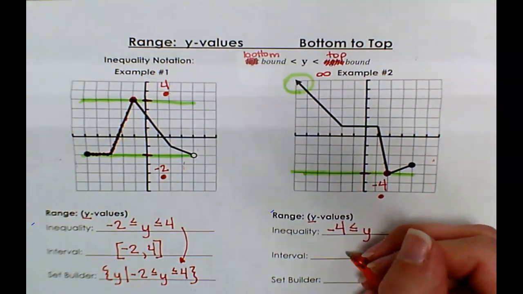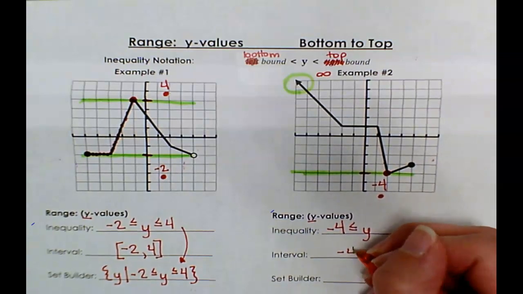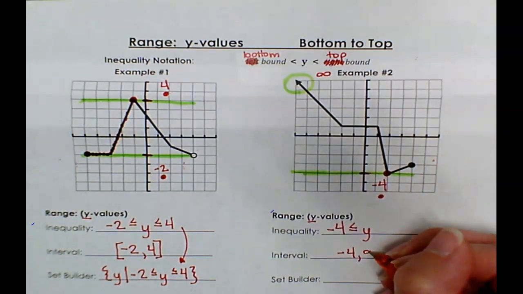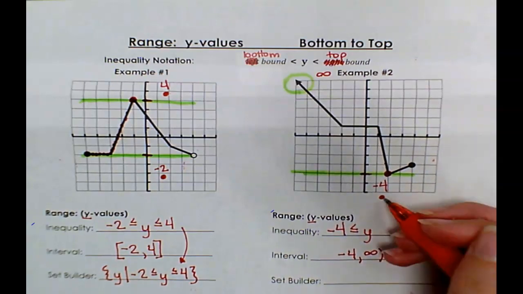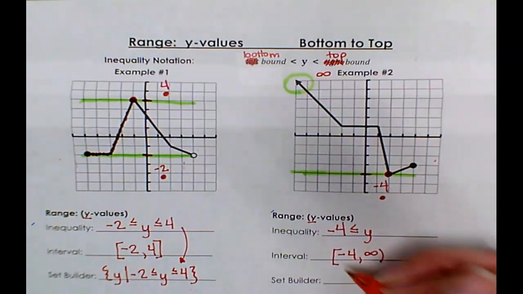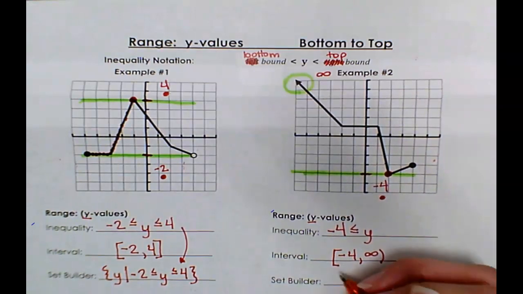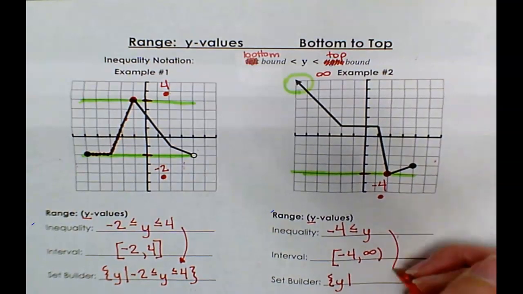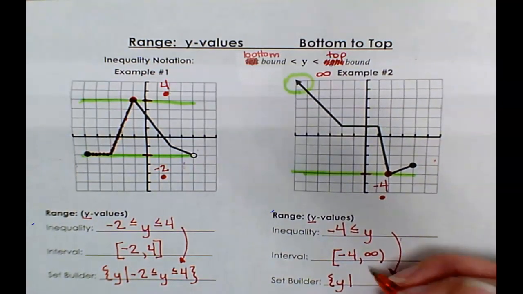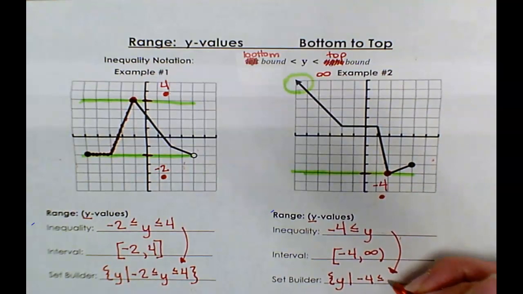My interval notation, my graph goes from the bottom of negative 4 to the top of infinity. Infinity always has a parenthesis. My closed point has a bracket. And then finally, set builder notation, the set of all y values such that, and then I bring this information down here. Negative 4 is less than or equal to y.